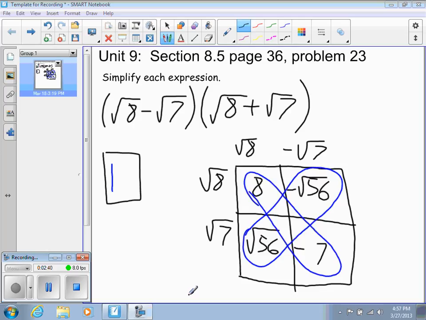We refer to these two, which are the same except that one's plus and one's minus, as conjugates. And if we multiply by the conjugate of the binomial, the radicals cancel out and there are no radicals left, only a whole number. Very useful in rationalizing the denominator of a fraction.